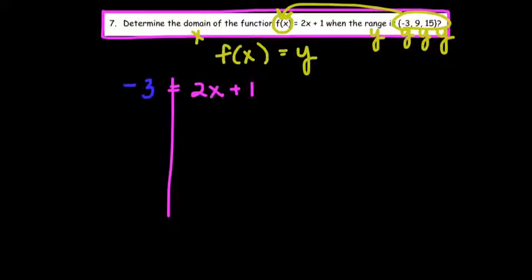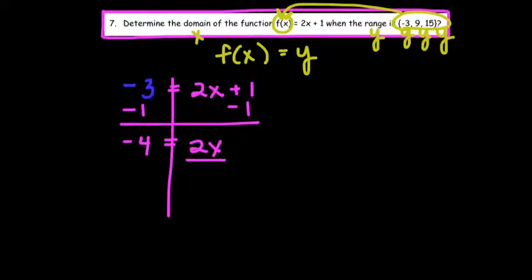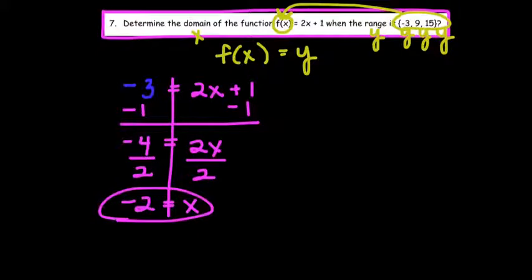And we have to solve this one by moving everything away from the x. So we're going to start by moving that 1 over. -3 minus 1 is -4. So we have -4 = 2x. And then I'm going to divide both sides by that 2. So this gives me a solution of x = -2. That's my first value for the domain.